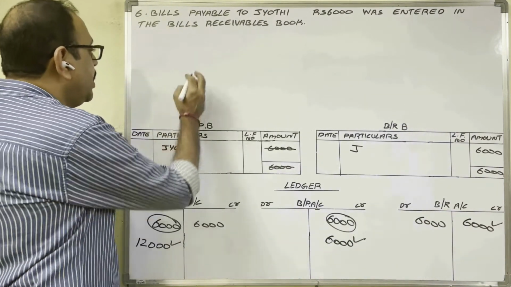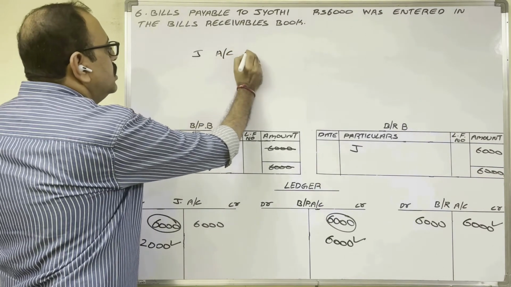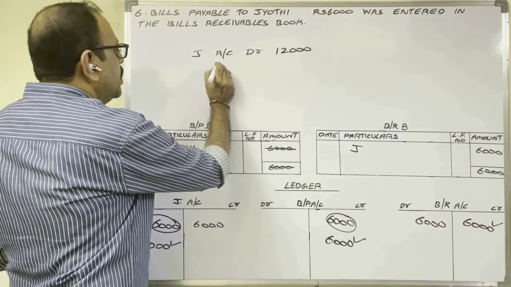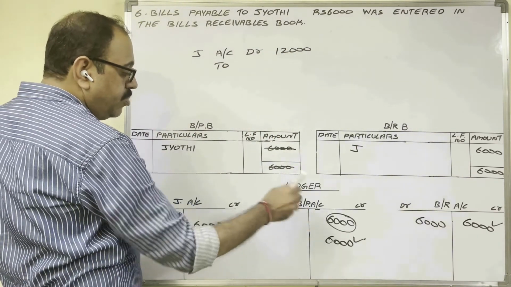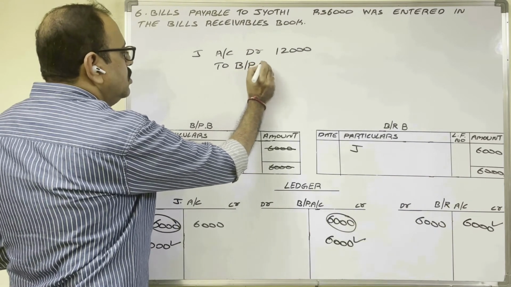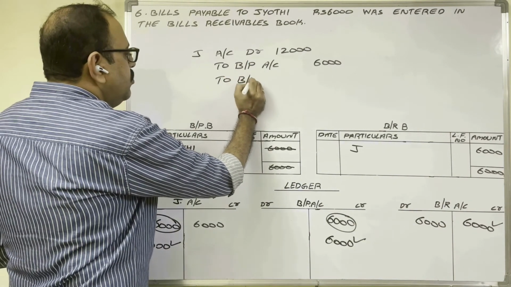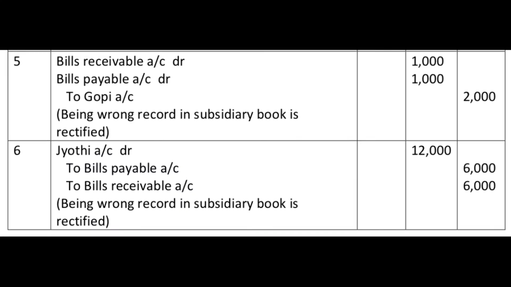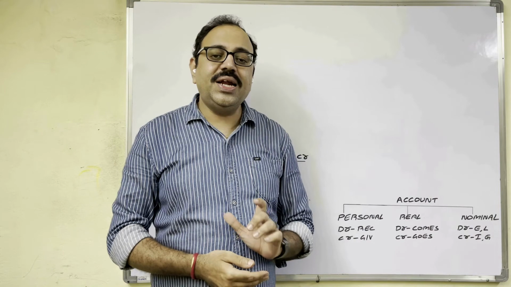Jyoti account should be debited with 12,000 rupees. Therefore, Jyoti account debtor 12,000. To bills payables account 6,000 rupees. To bills receivables account 6,000 rupees. Sixth point, Jyoti account debtor, to bills payable account, to bills receivable account. In debit column, Jyoti account 12,000 rupees. In credit column, bills payable account 6,000, bills receivable account 6,000. Narration is same. This is the end of present video.